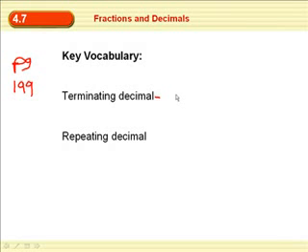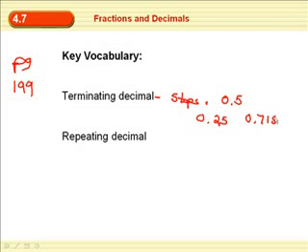A terminating decimal is a decimal number that stops. For example, 0.5 is a terminating decimal. It stops. 0.25. 0.715. The reason why they're terminating, or why they stop, is because we know how to say it, we have a place value. That'd be 5 tenths, 25 hundredths, 715 thousandths. Do you remember your place value?